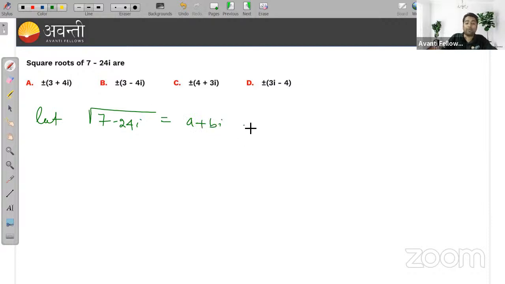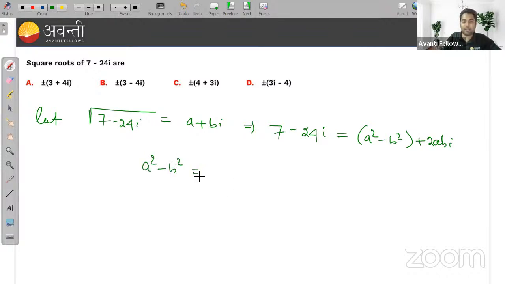Now if you square both sides, what will you get? 7 minus 24i is equal to a square minus b square plus 2abi. Yes or no? Now if you compare both sides, we are getting a square minus b square is equal to 7 and 2ab is equal to minus 24. That means ab is minus 12.